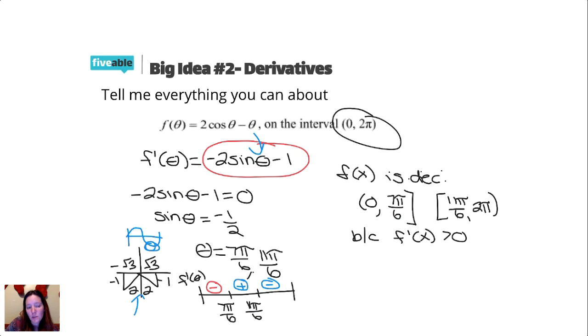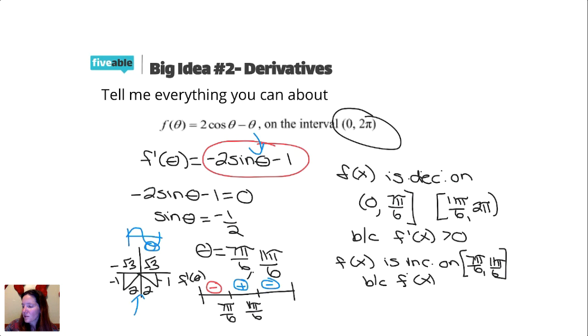You wouldn't want to do quite this much shorthand on an actual AP test. You'd want to write out the word decreasing and the word because, but for this purpose I'm going to shorthand it a little bit. But that's kind of what we're looking for. F of x is decreasing on 0 to 7 pi over 6 and 11 pi over 6 to 2 pi because f prime of x is greater than 0. F of x is increasing on 7 pi over 6 to 11 pi over 6 because f prime of x is less than 0.